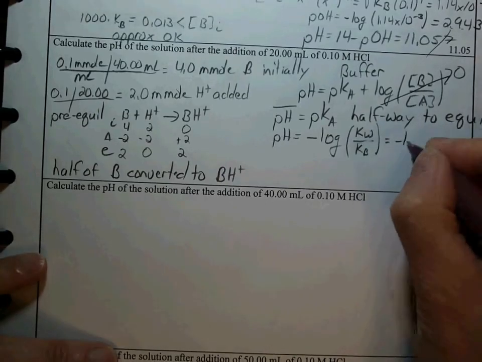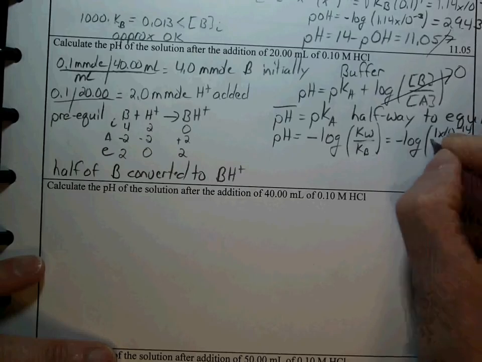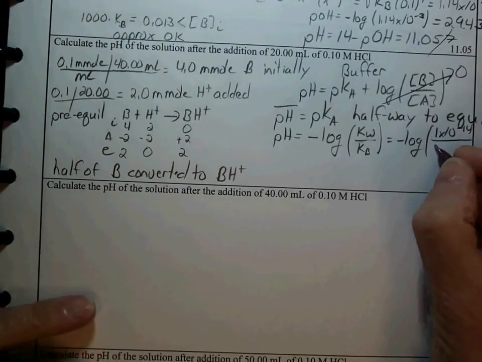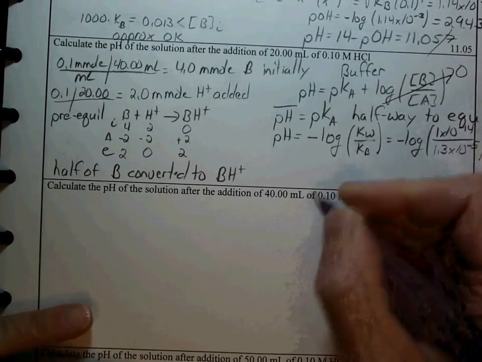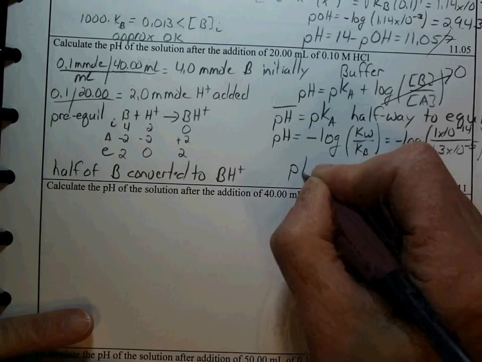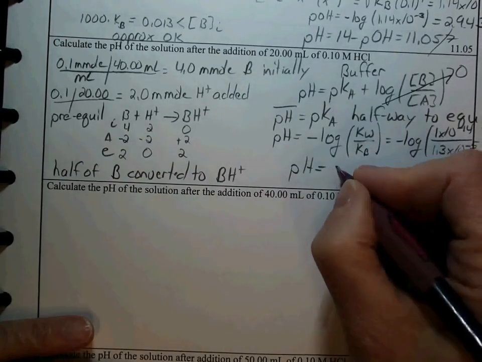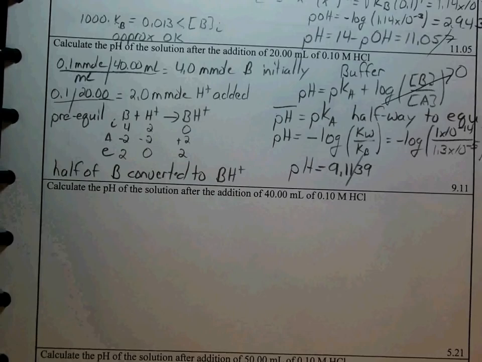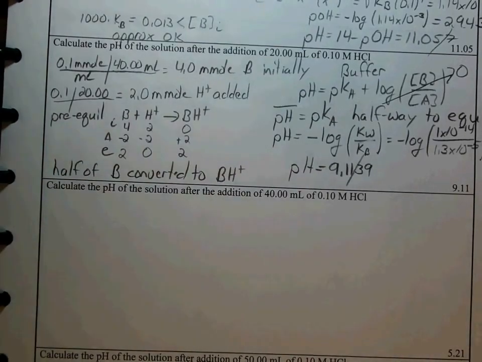So this is the negative log of 1 times 10 to the minus 14 divided by 1.3 times 10 to the minus 5, or our pH is going to be equal to 9.1139, or 9.11 with 2 sig figs.